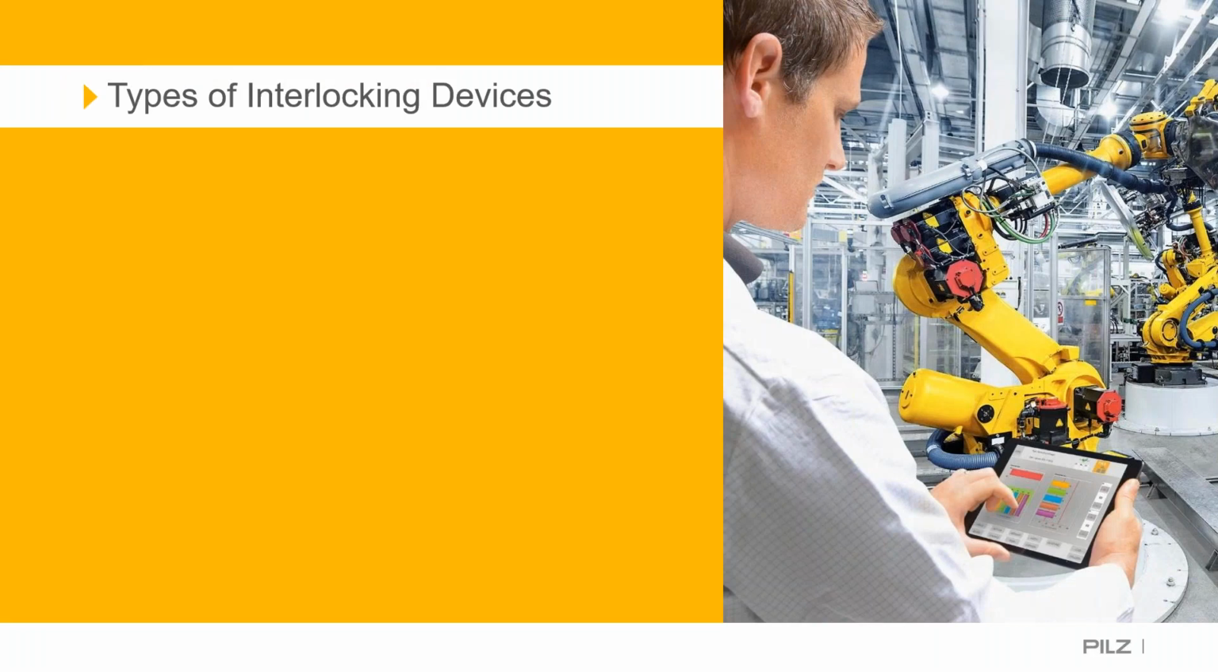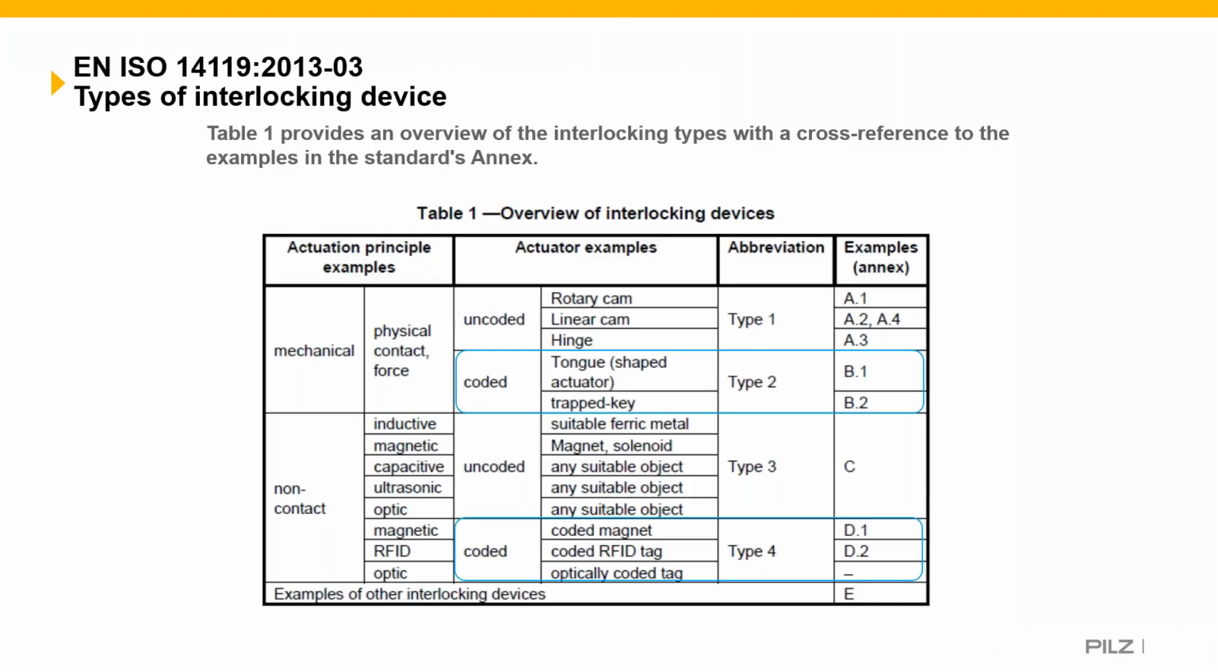So, types of interlocking devices. Table 1 provides an overview of interlocking devices, interlocking types, with a cross-reference to examples in the standard's annex. An example of that would be if you look at mechanical actuation principle, physical contact or force. If we looked at coded as the actuator example, and we looked at tongue-shaped actuators, that's type 2, then you'd find that in annex B1.